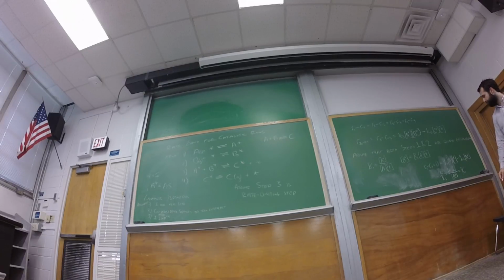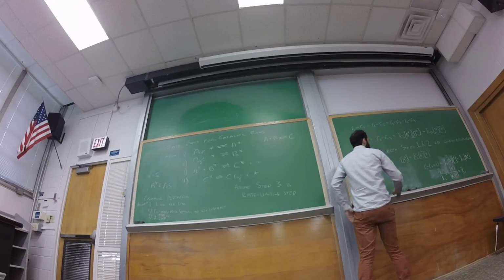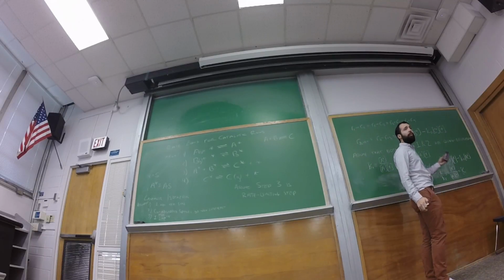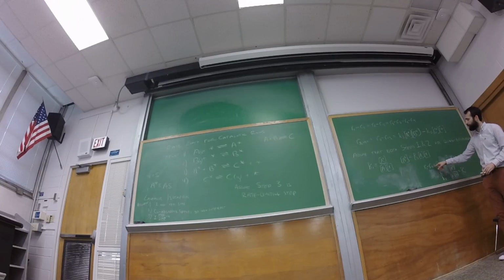Shouldn't it be the inverse? Yes. But again, don't let this confuse you into thinking that the net rate is somehow 0. It's not. It's just that these two things are approximately equal. So this is approximately equal to 0, which means that the equilibrium constant is approximately equal to this ratio of concentrations.